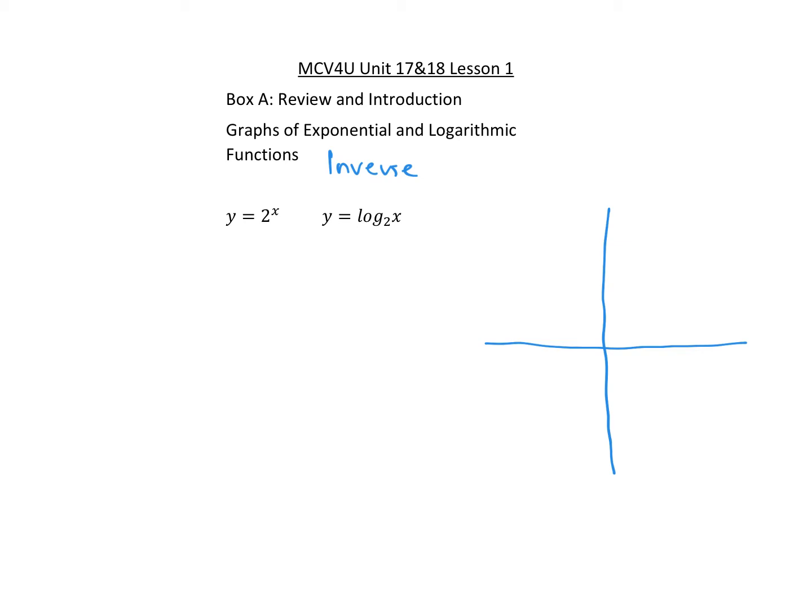Okay, so if you're not sure what y equals 2 to the x looks like, we can make a table of values. And we'll pick a couple of positive numbers and a couple of negative numbers. So we've got 2 to the 0 is 1, 2 to the 1 is 2, 2 to the 2 is 4, and then 2 to the negative 1 is a half and a quarter.